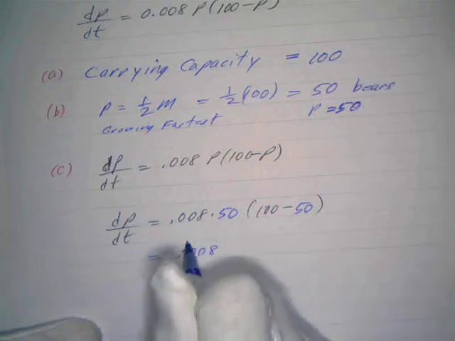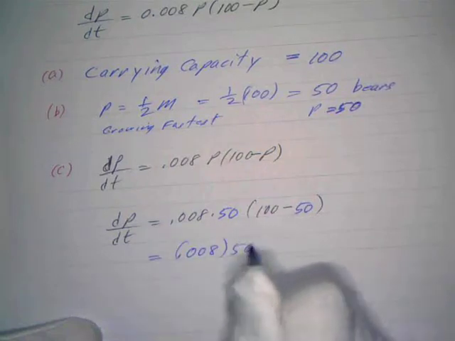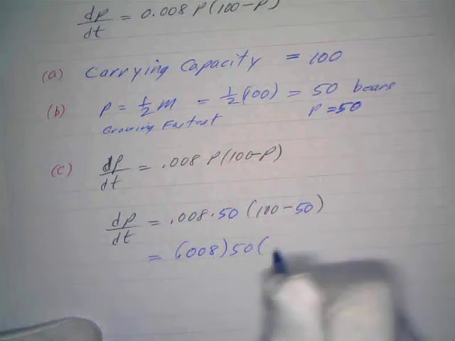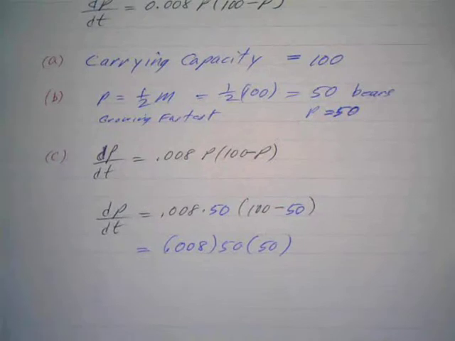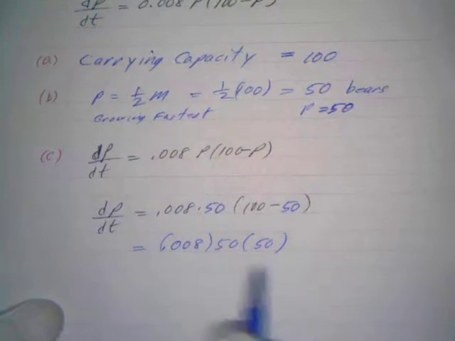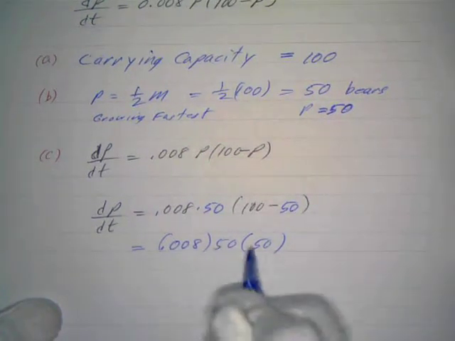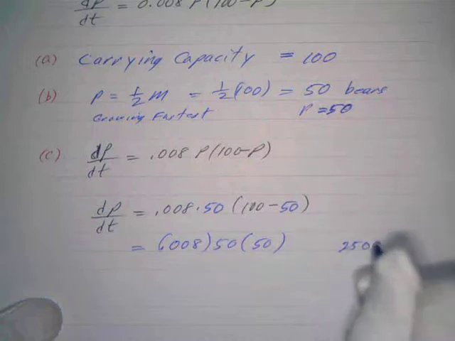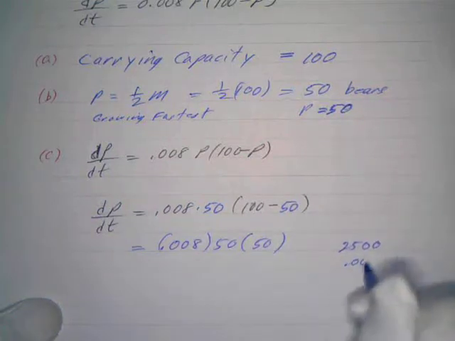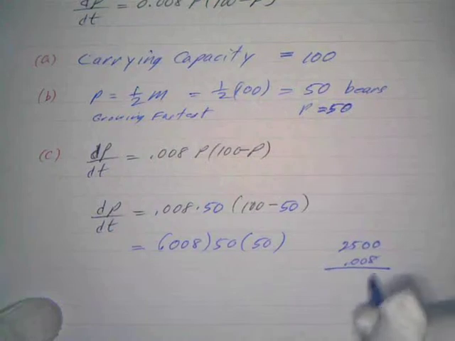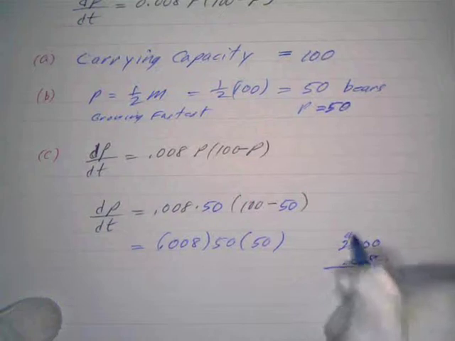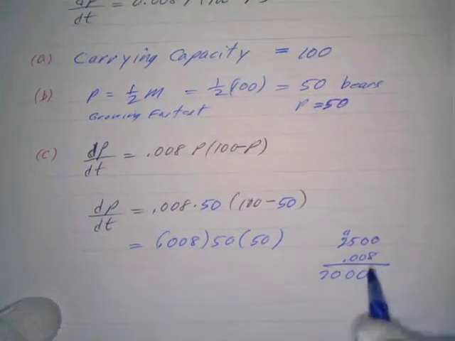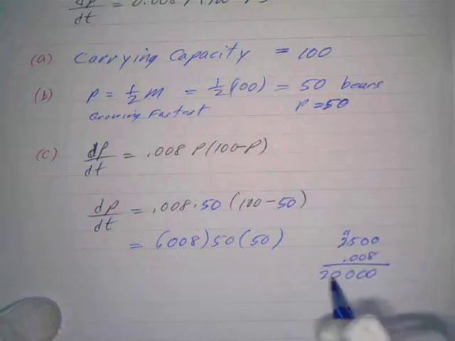That's going to equal 0.008 times 50, and 100 minus 50 is 50. Then you can multiply that out with your calculator. You can work it out also on the side: 5 times 5 is 25 with a couple zeros, and times 0.008. So 8 times 0 is 0, 8 times 0 is 0, 8 times 5 is 40, carry the 4, 16, 17, 18, 19, 20. And how many places is the right decimal? 1, 2, 3. So 20.